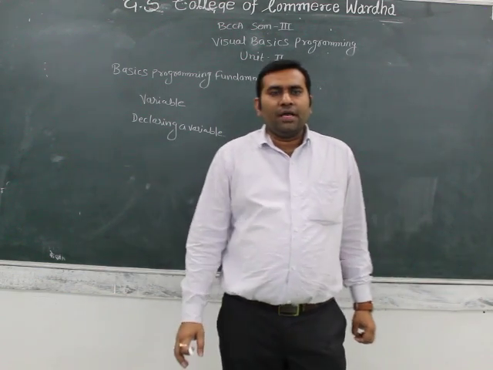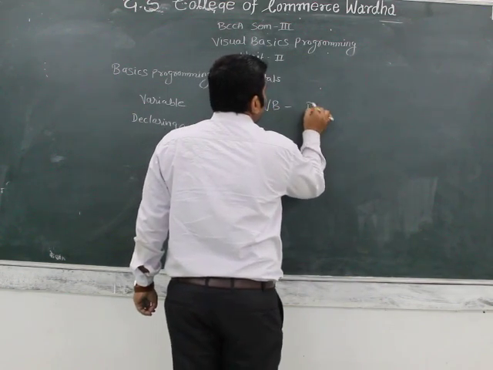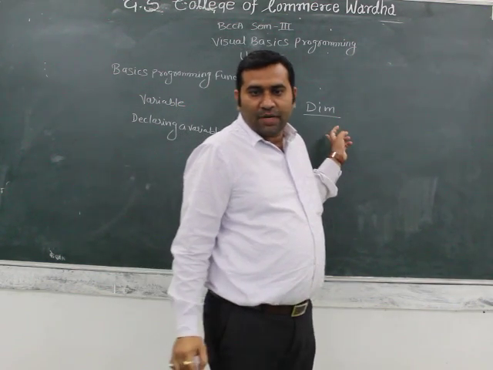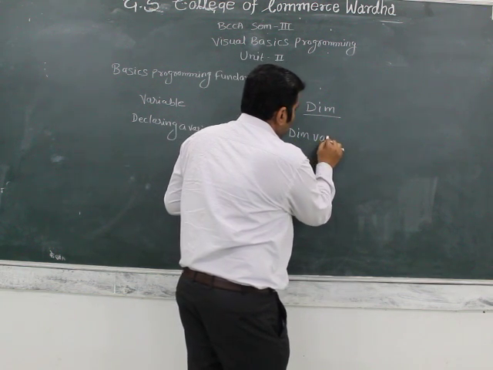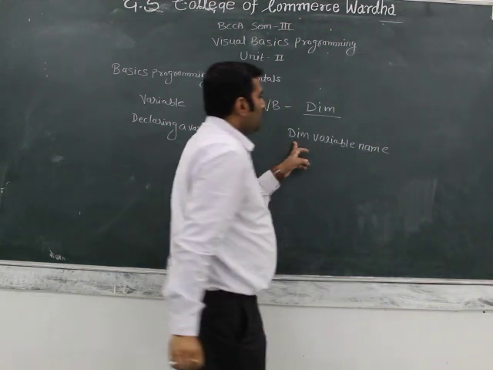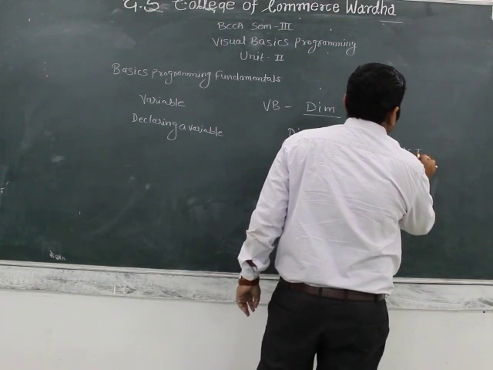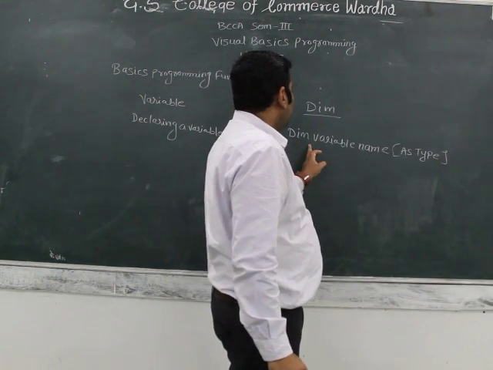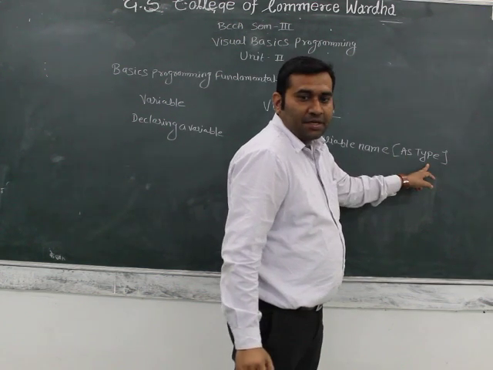Declare a variable. A variable in Visual Basic is declared with the Dim statement. How is it declared? Dim, then the variable name, then as type. Suppose the variable name is a, as type Integer.